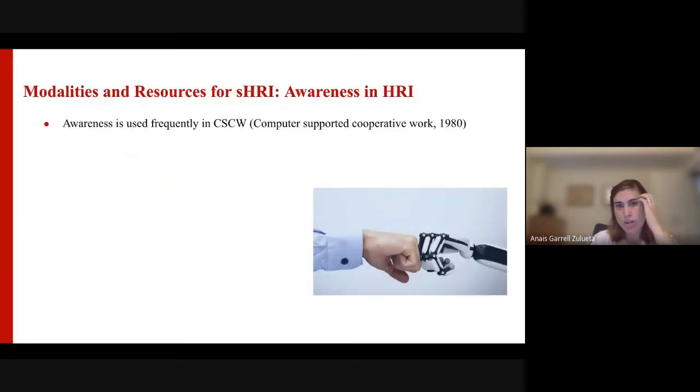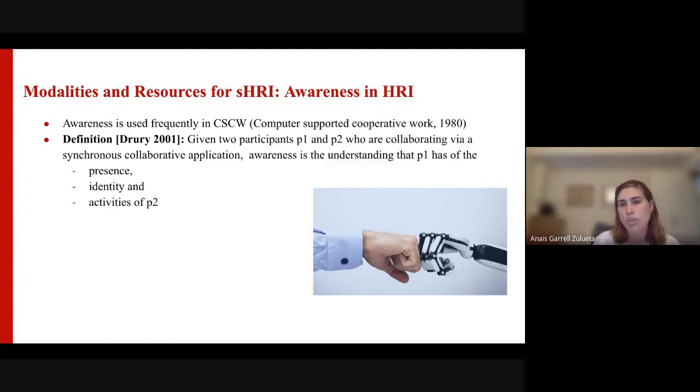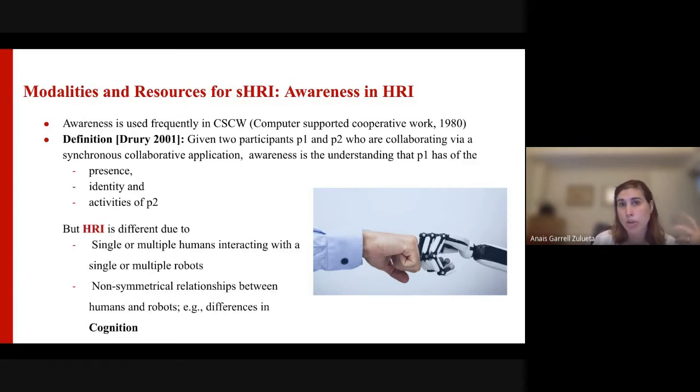And just an aside, awareness is very frequently used in computer-supported cooperative work. It was created in 1980, and basically the last definition that was presented was by Yuri in 2001, which says that given 2 participants, P1 and P2, who are collaborating via a synchronous collaborative application, awareness is an understanding that P1 has of the present identity and activities of P2. We cannot adapt this definition to our human-robot interaction problem, because we can have single humans or a group of humans, we can have one robot or a group of robots, and we have differences of cognition. Okay? That's what I said in the previous slide. Cognition here is crucial, and we cannot assume that robots are capable of doing the same things that people do.